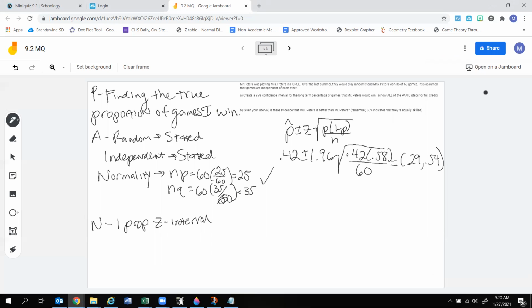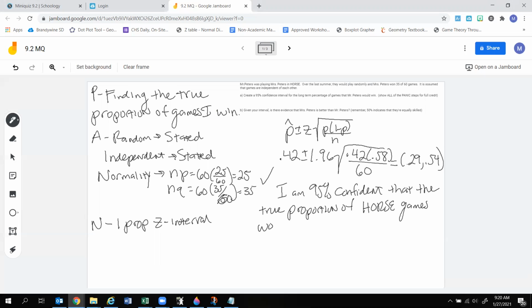Now we have to interpret this, make a conclusion. So I am 95% confident that the true proportion of HORSE games won by Mr. Peters is between 0.29 and 0.54. Okay, so there you go. That's your part A. That's the full-blown confidence interval.